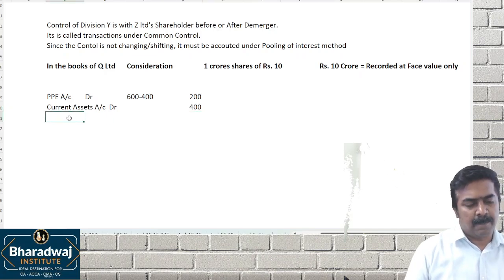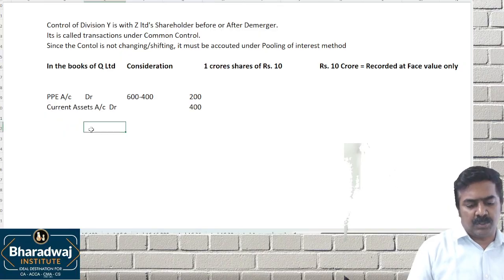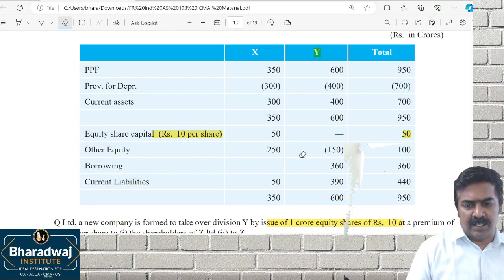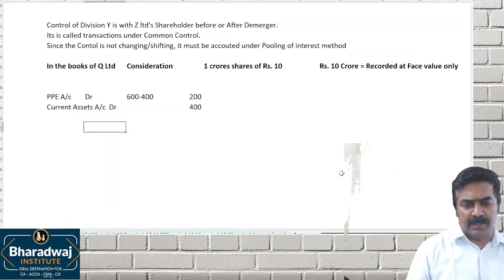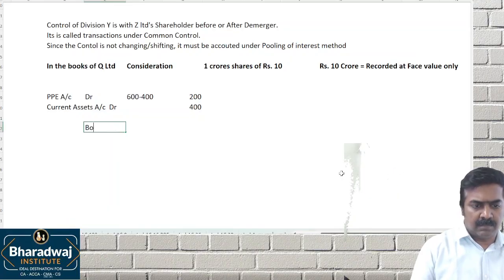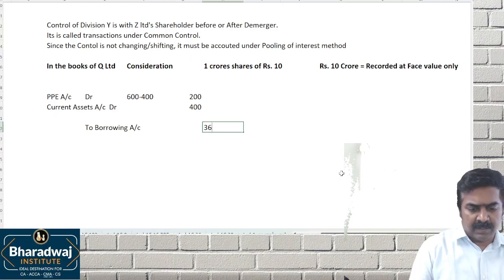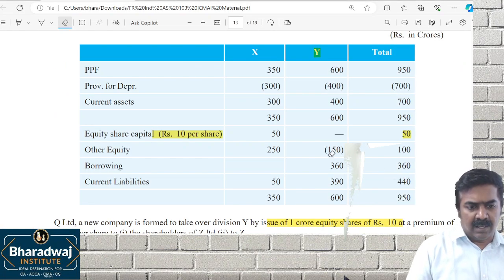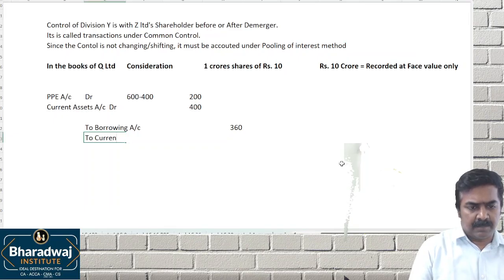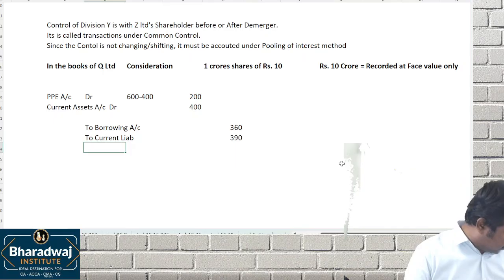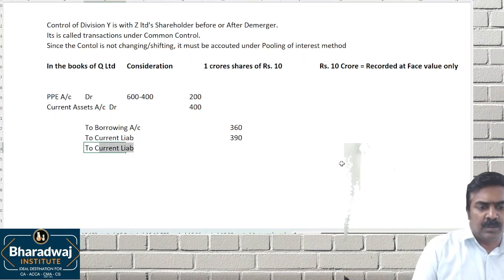What is the next one? The non-current assets. Other equity we will see later. Borrowings, how much? 360. Then current liabilities. Then what is the next one? To consideration.